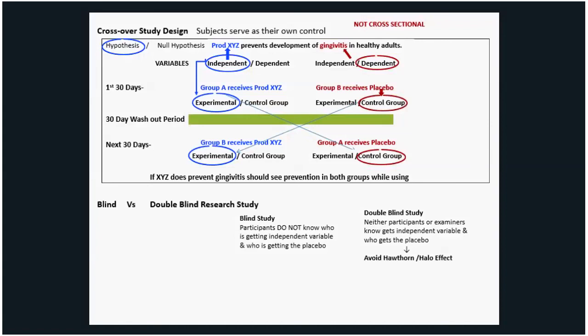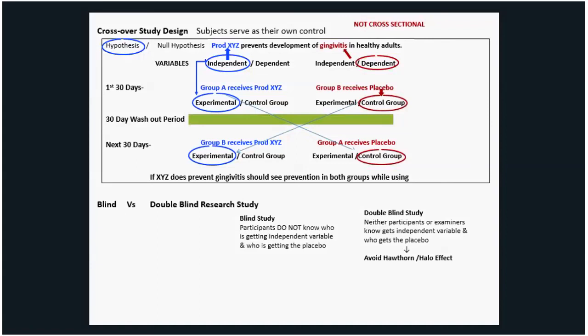We could say that the first 30 days that we did this, the experimental group received this, and we had a significant reduction of gingivitis compared to the control group. Then we wash out for 30 days, we come back, and if XYZ does actually prevent gingivitis, then what was originally the group that got the placebo is now going to become our experimental group, and they're going to get the XYZ, and our experimental group becomes a control group, and we should see the same results here with group B. We should see a statistically significant reduction or the total prevention of gingivitis in group B.